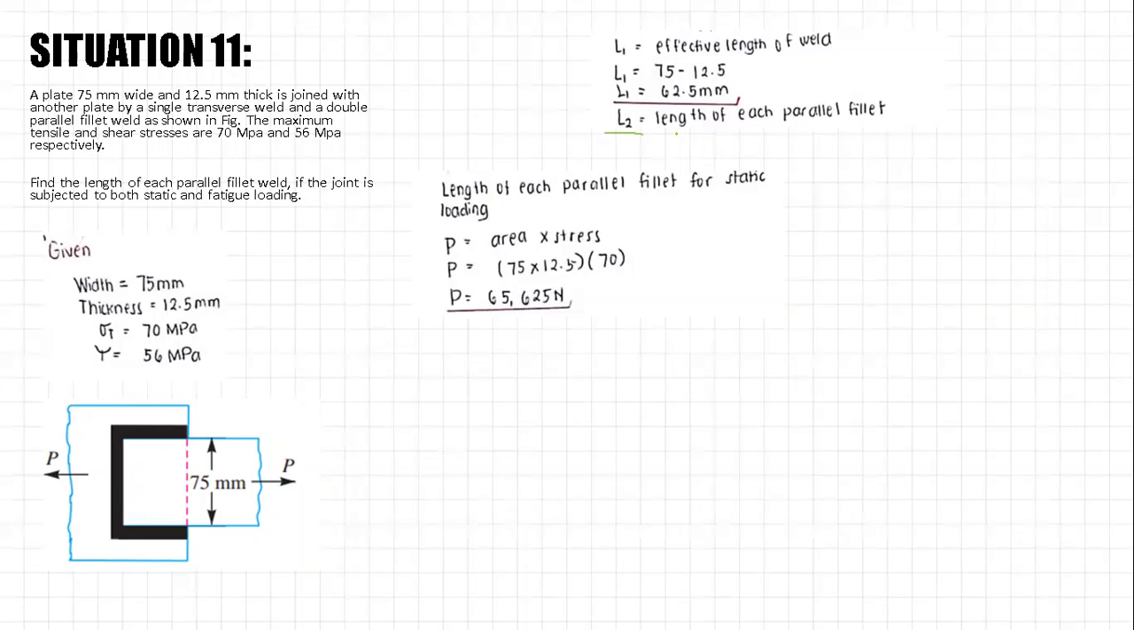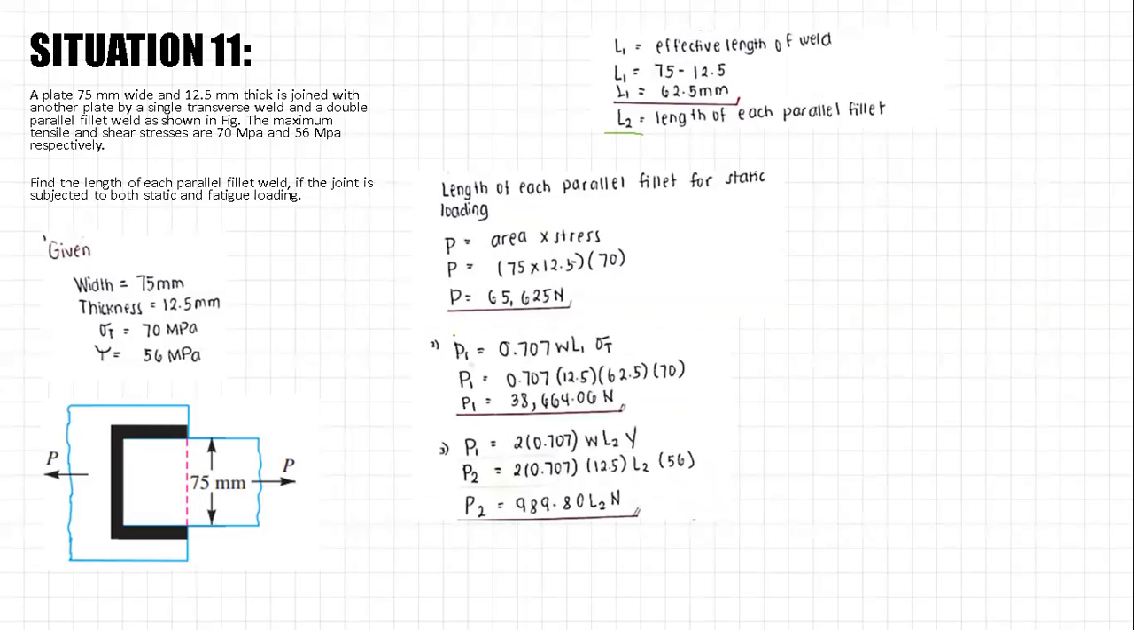Static loading means a load that does not change over time, meaning it is not moving. So let's compute first the force P, which is area times stress: 75 times 12.5 times 70. This is the area, width times the thickness. So we can get 65,625 Newton. Next, this first one is for the single transverse weld.